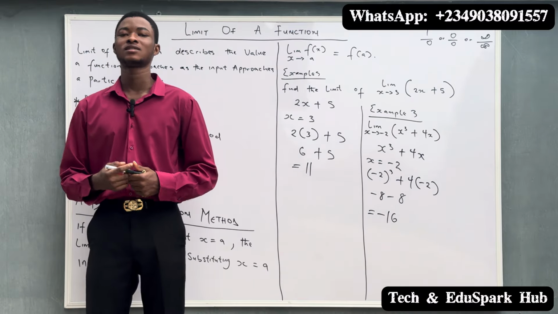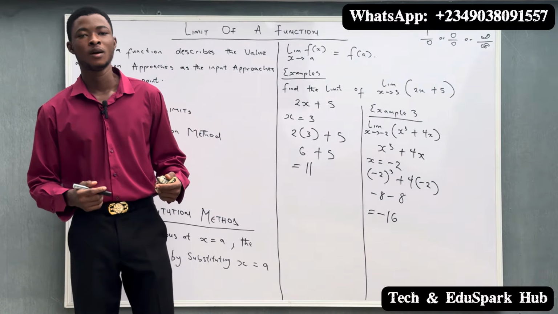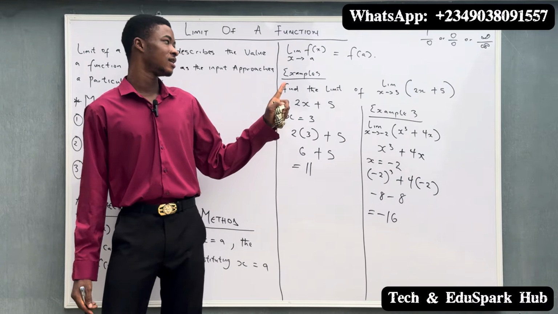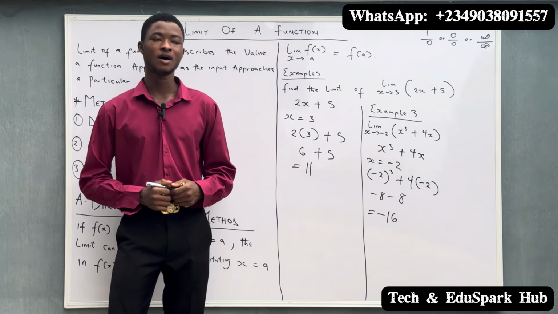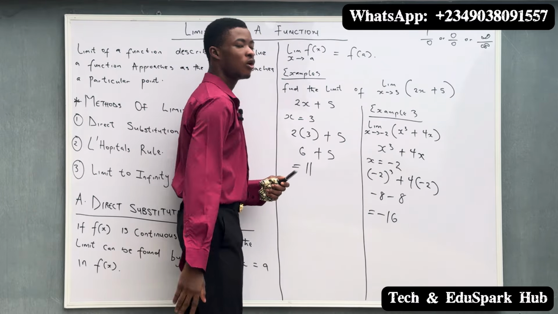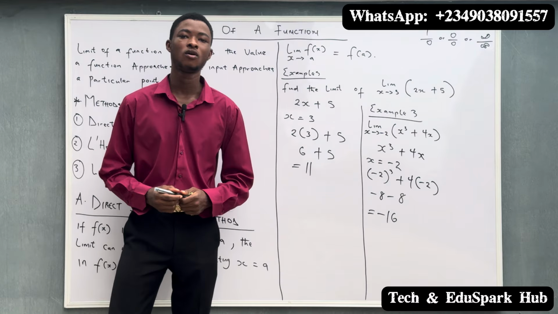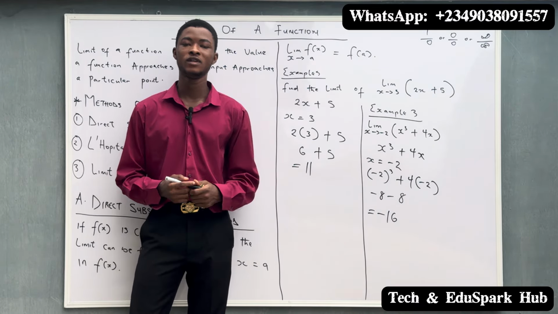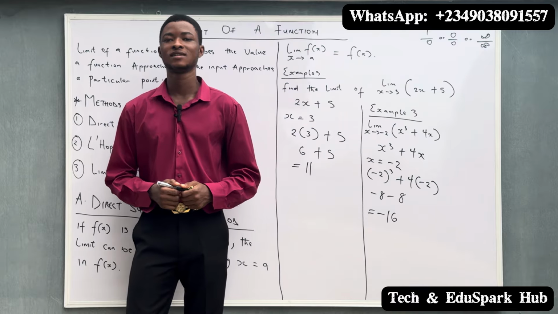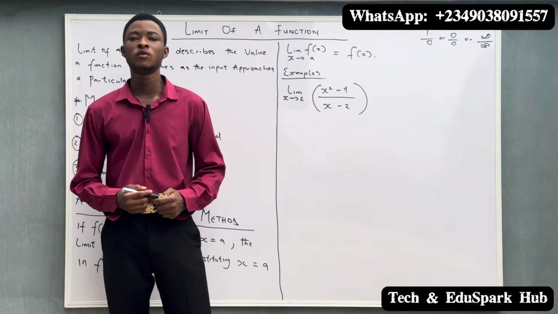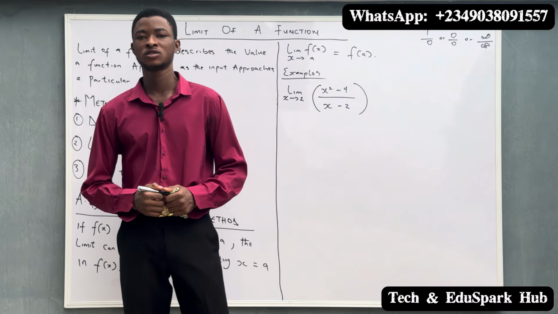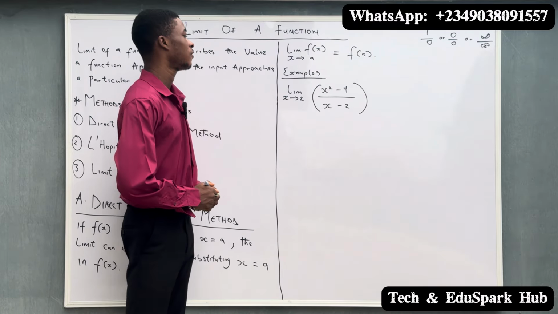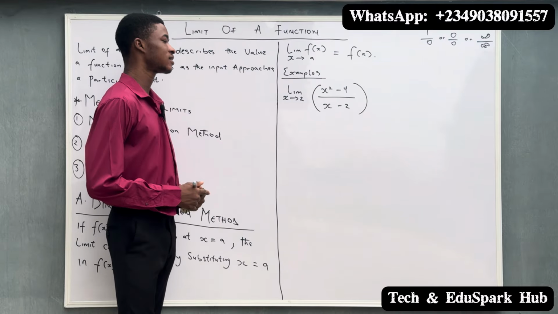So let's look at the last example on the substitution method. This example is going to tell us if we are going to use the substitution method or not. Remember I said the only way you can use the substitution method is when you have a linear equation like this, or you have an equation that does not give you an indeterminate or undefined answer, just like 1 over 0, 0 over 0, or infinity over infinity. So moving to the last example on the direct substitution method, let's say we have something like the limit of x squared minus 4 divided by x minus 2 as x tends to 2.